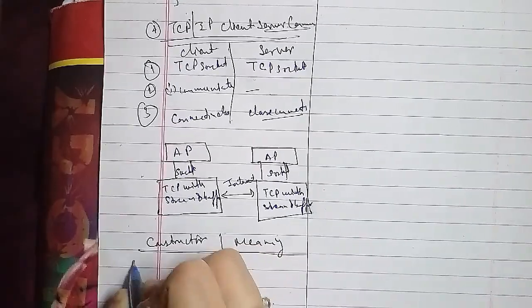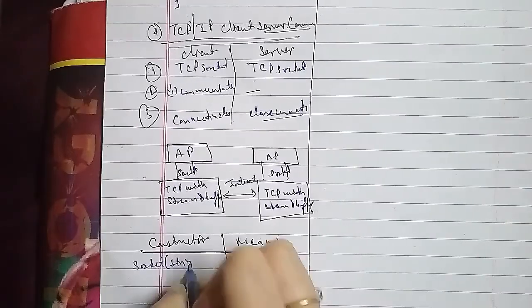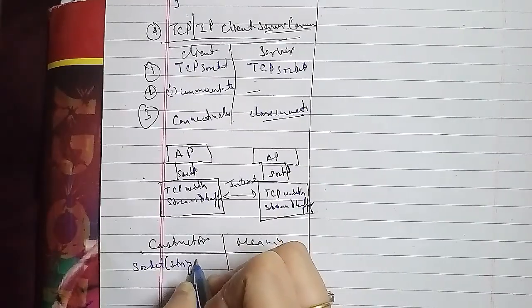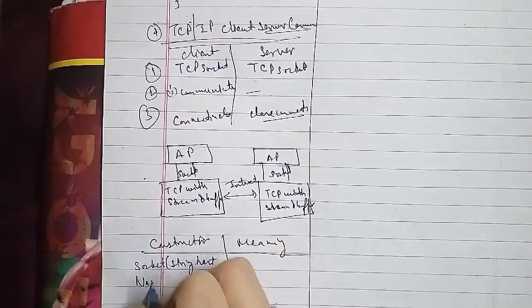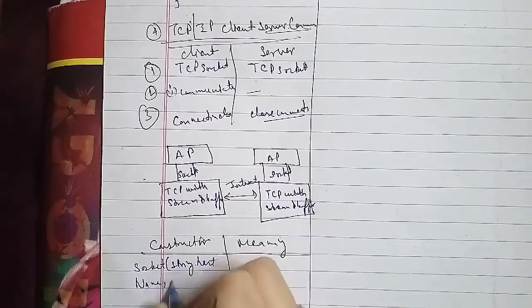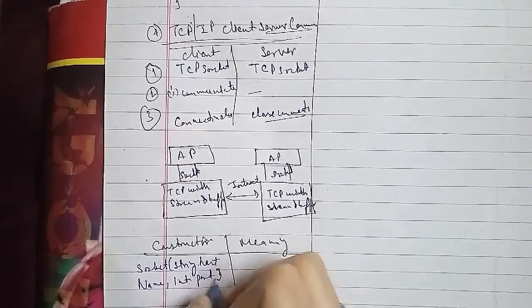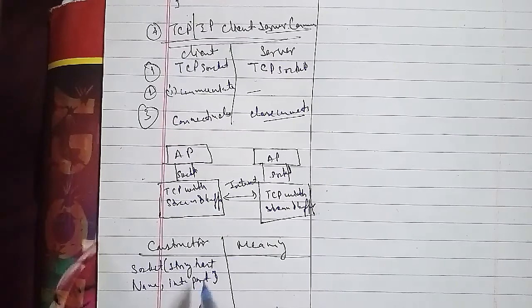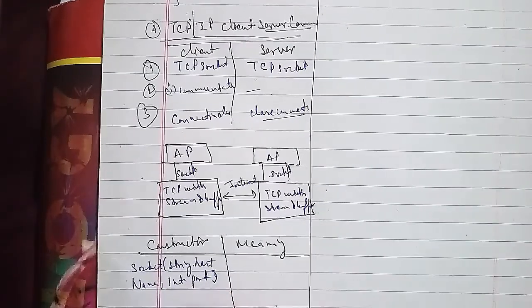And the second we have is getPort, which returns the remote port to which the socket object is connected. The third we have is getLocalPort, which returns the local port to which the socket object is connected. So this is what we are going to discuss here.